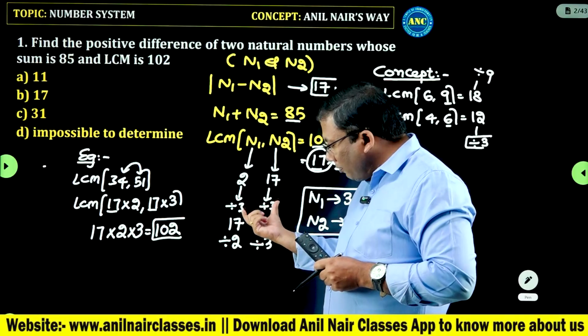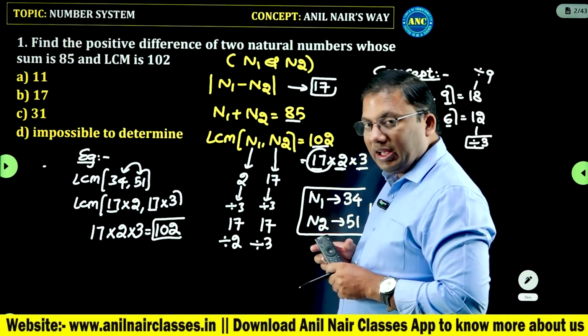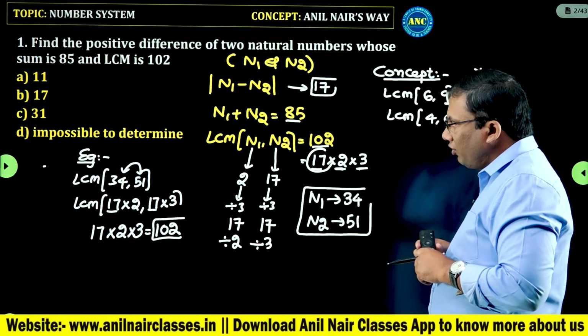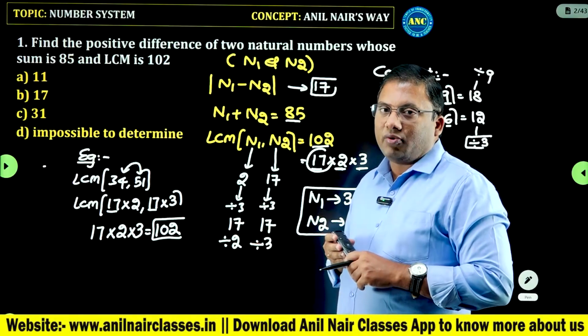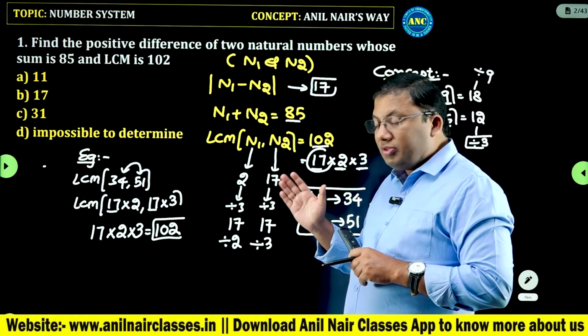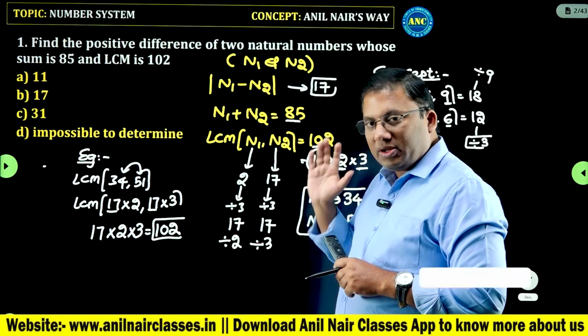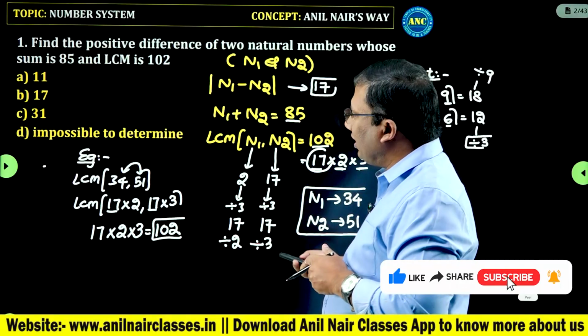Yes, if I take both of them divisible by 17, I get 51 and 34. 51 plus 34 is 85. So the difference asked is 51 minus 34. The answer for this question is 17. I hope the concept is very clear to you. Good question, quality question, based on LCM.